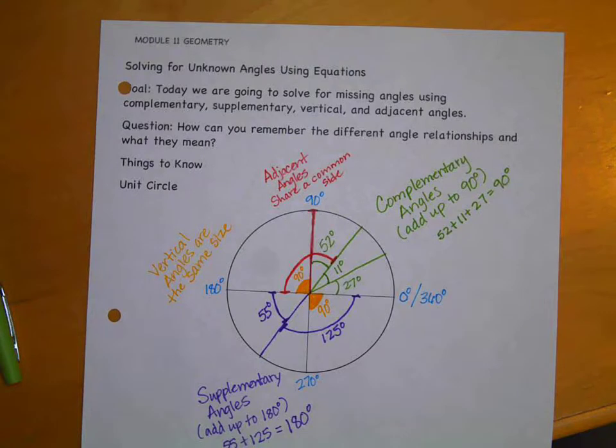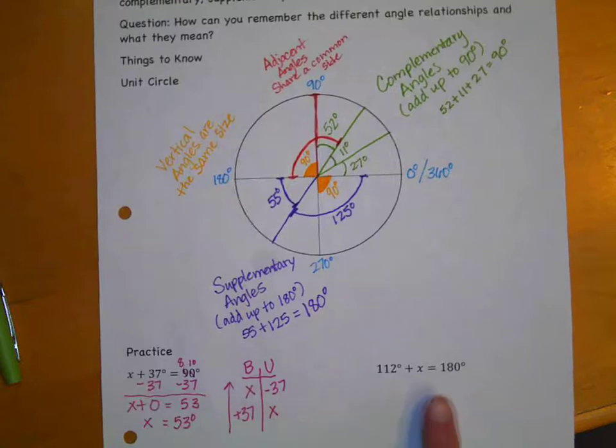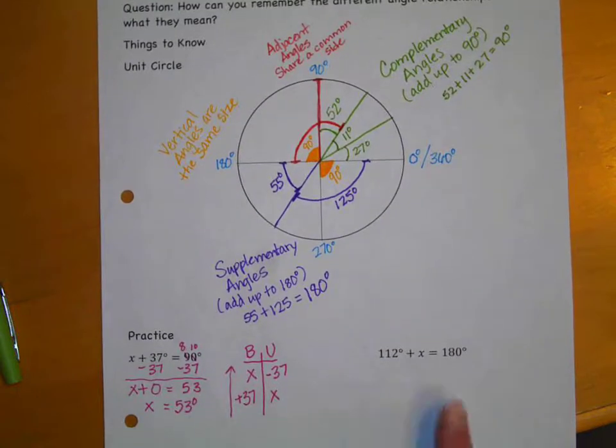The answer to that question is you're just going to have to memorize them. That's why I'm trying to show you all these different things on the unit circle so that it can help you remember. But it really is just about memorizing those vocab words and remembering them. All right, kiddos, that's all I have for you today. Don't forget to solve this problem using a BU chart. And I'll give you a hint. Supplementary angles might be helpful in understanding that one.